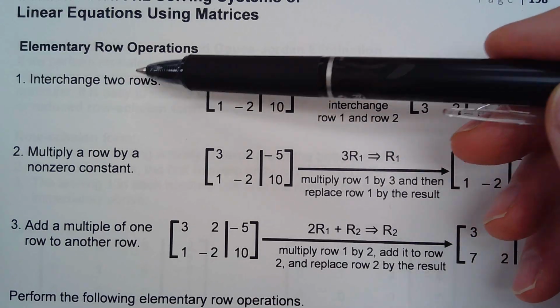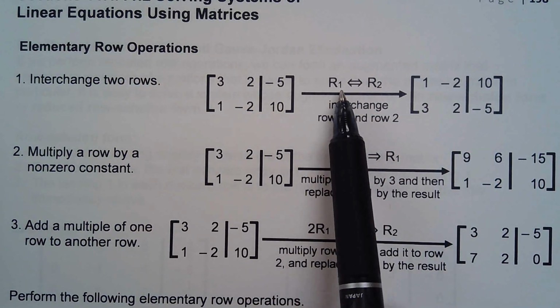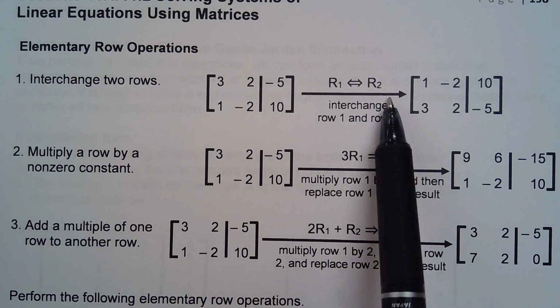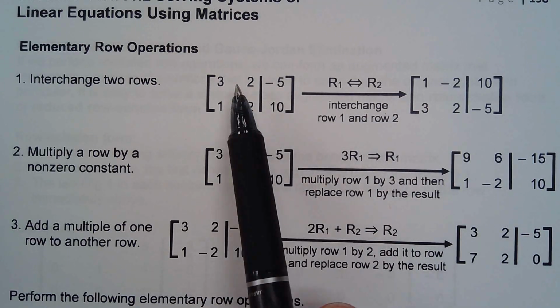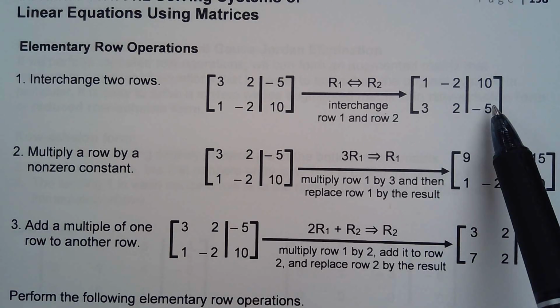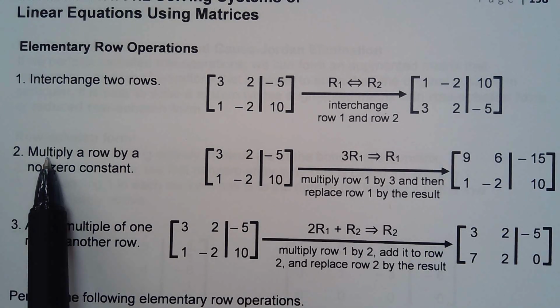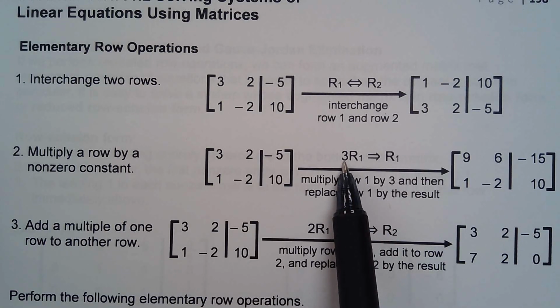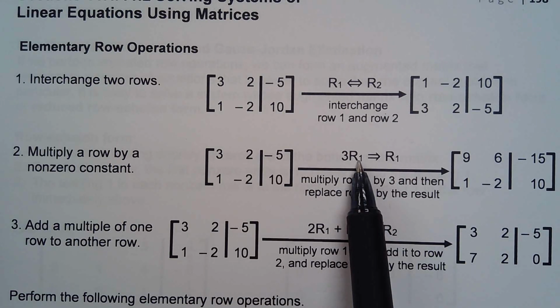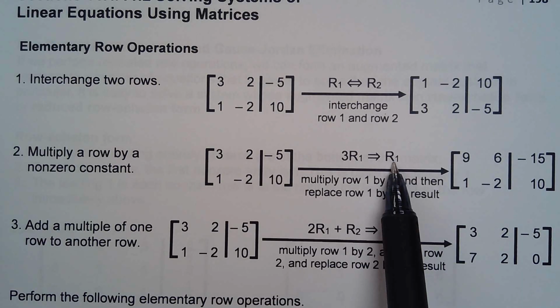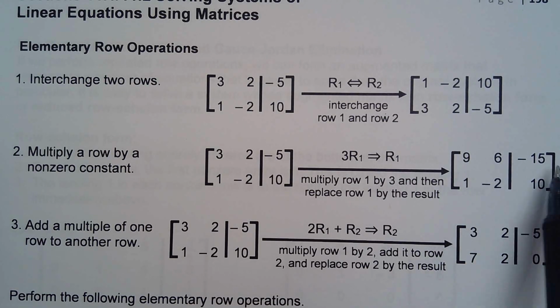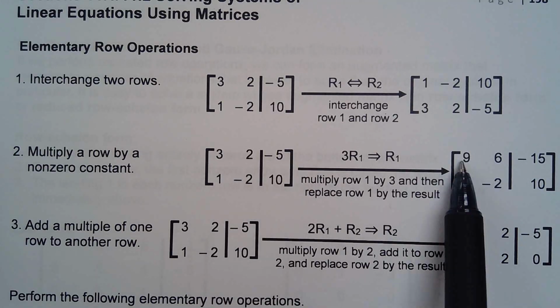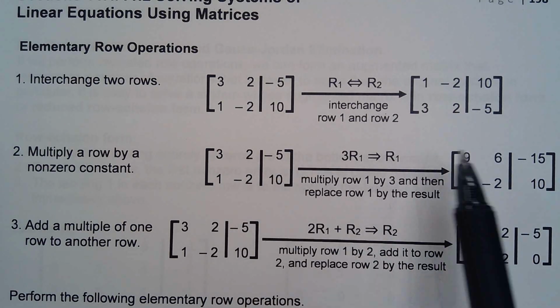We can interchange two rows. Row sub 1 double arrow row sub 2 means interchange row 1 and row 2. So I can swap rows. I can multiply a row by a non-zero constant. So here we want to multiply row number 1 by 3 and make that our new row number 1. Notice I just take 3 times 3 is 9, 3 times 2 is 6, 3 times negative 5 is negative 15.